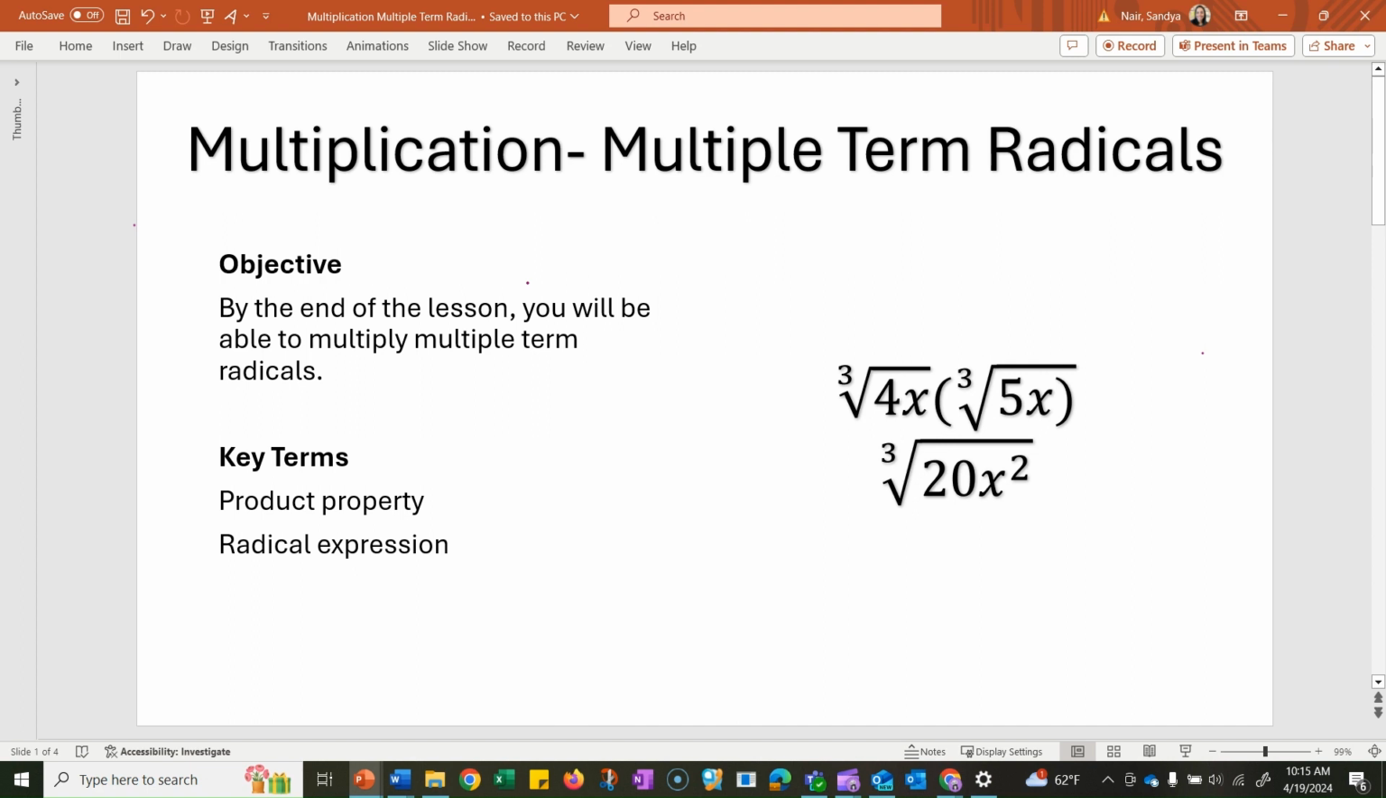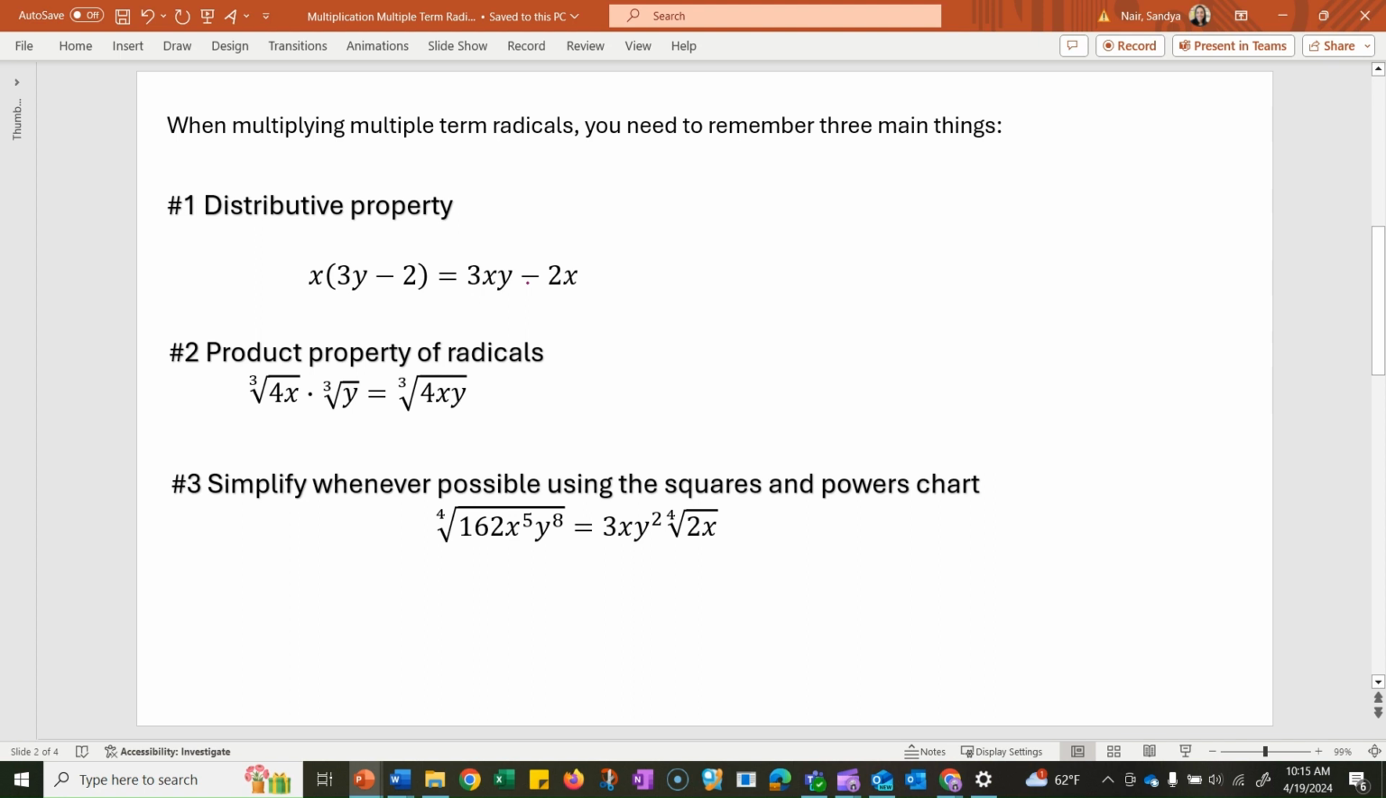In this video, we're going to talk about how to multiply multiple term radicals. When you're multiplying multiple term radicals, it's important to remember these three main things. First, you want to always use the distributive property. So you always want to multiply whatever's on the outside by all the terms that are on the inside.